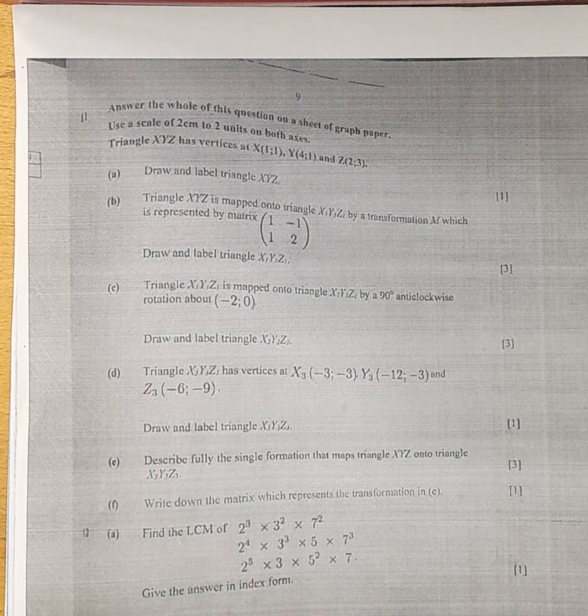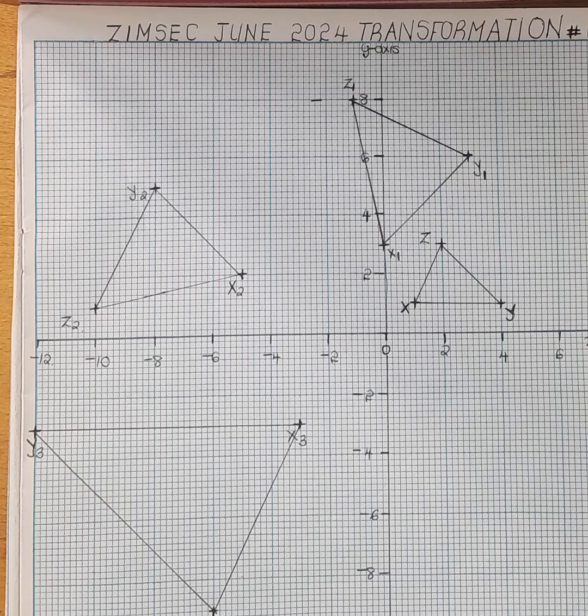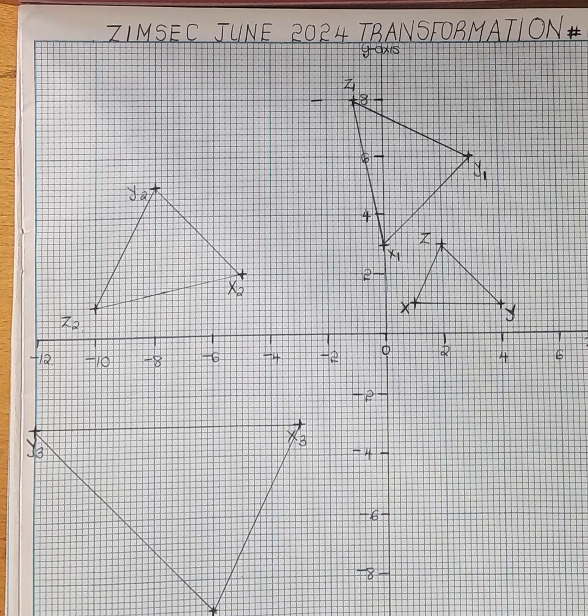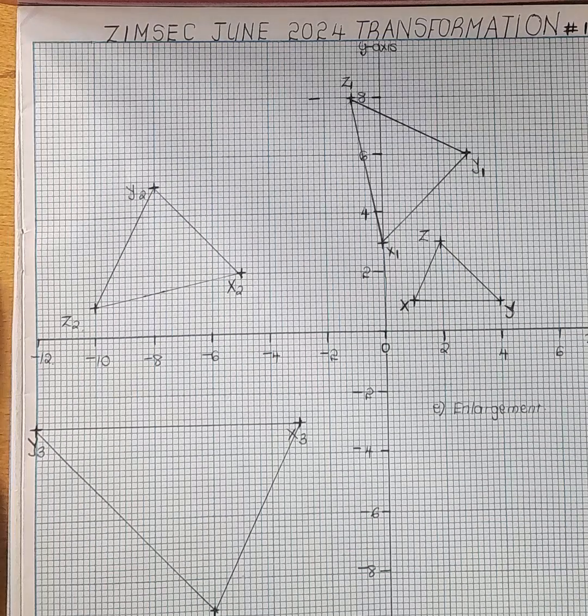We're supposed to describe fully the single transformation that maps triangle xyz onto triangle x3, y3, z3. So the transformation that maps this triangle onto this triangle is enlargement. So you get your first mark of just stating that enlargement has occurred. And then when describing enlargement, it is very important that you specify the center of enlargement and also the scale factor of enlargement.